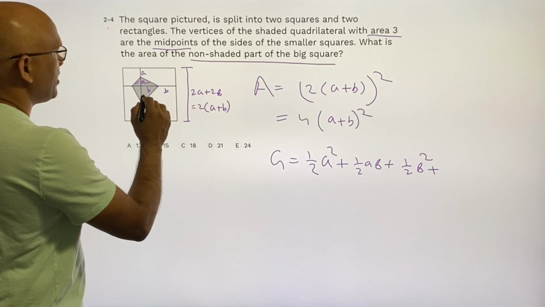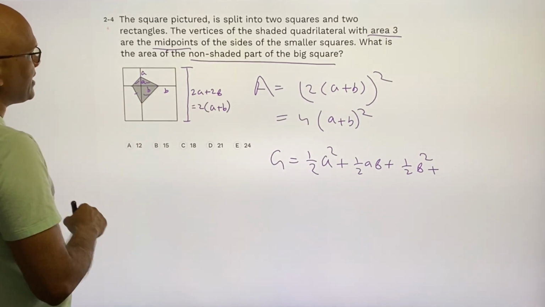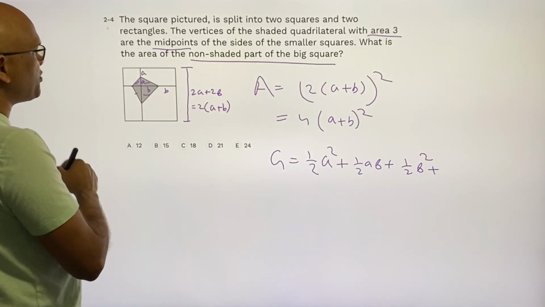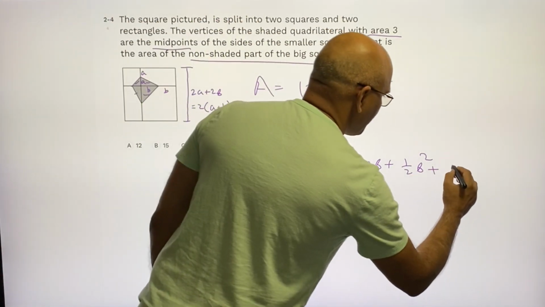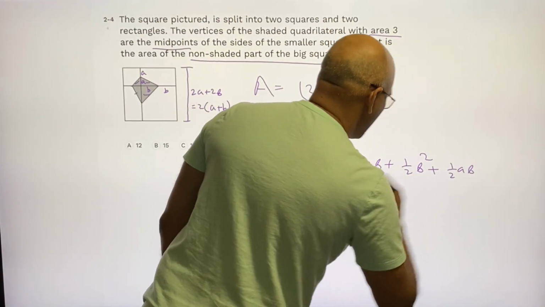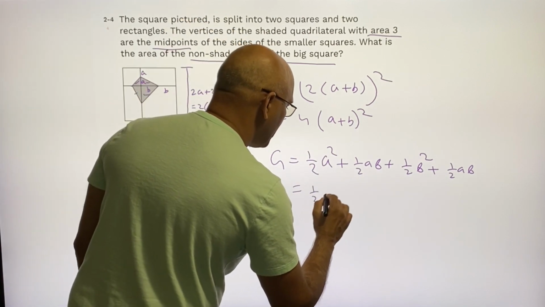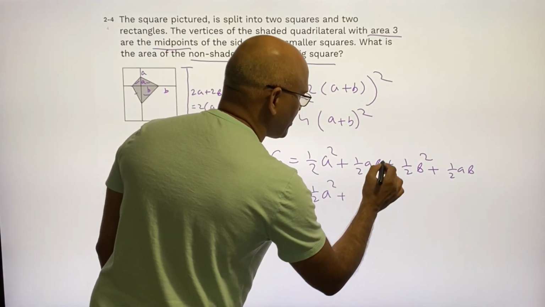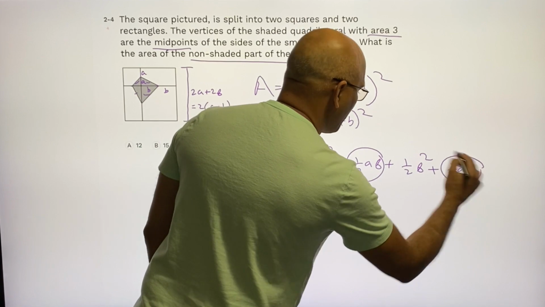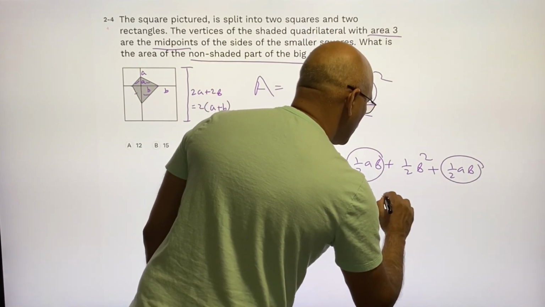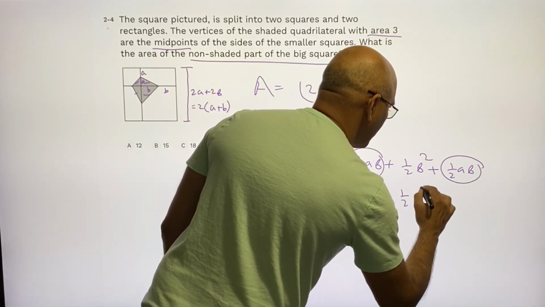So this is done, and then for this one the base is a, height is b, so there is half ab. So this is going to be, I can just simplify it a little bit, half a square plus half ab, and half ab will become ab plus half b square.